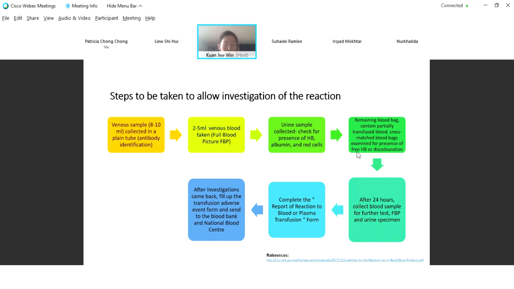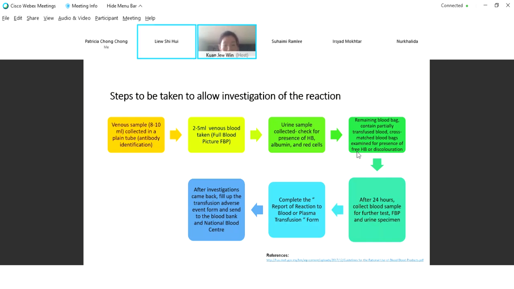The febrile transfusion reaction and also the mild allergic reaction are pretty common. So if you do all this for all the patients, then I think it is unnecessary. Okay, so please, all of you, please remember it is not for every reaction. Got it?